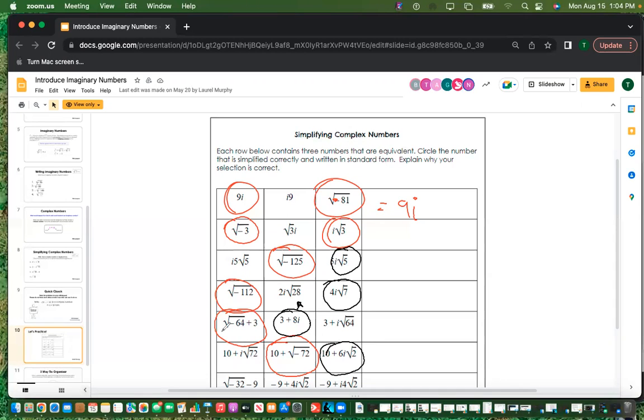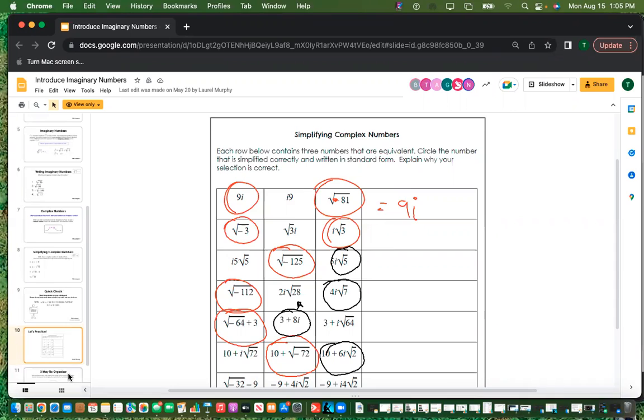What I'd like for you to do is on your paper, summarize the similarities and the differences between complex numbers, real numbers, and imaginary numbers. And I'm going to put it up on the board in just a second. So, the similarities and the differences between complex numbers, imaginary numbers, and real numbers.